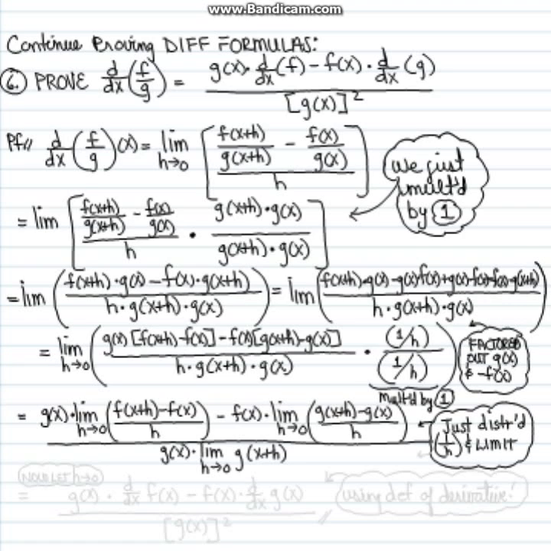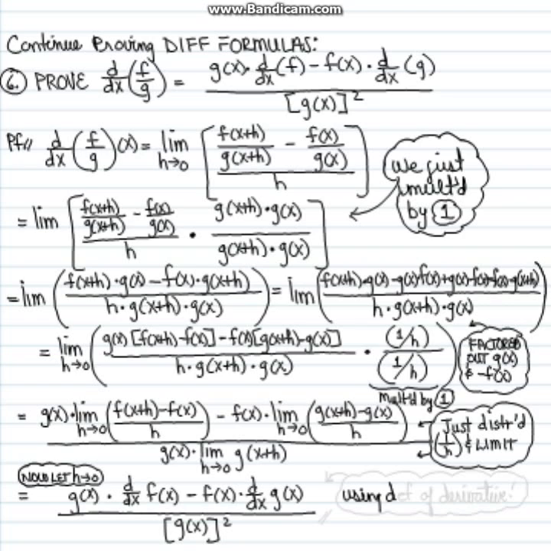Now, finally, we're going to let h go to 0 in all of these limits on the top and the bottom. We get g of x times the definition of the derivative, d dx of f of x, minus f of x times the definition of the derivative, d dx of g of x, all over g of x times g of x when you let h go to 0, which is g of x squared. That's just using the definition of the derivative. And there it is, exactly what we wanted to prove. We are finished.